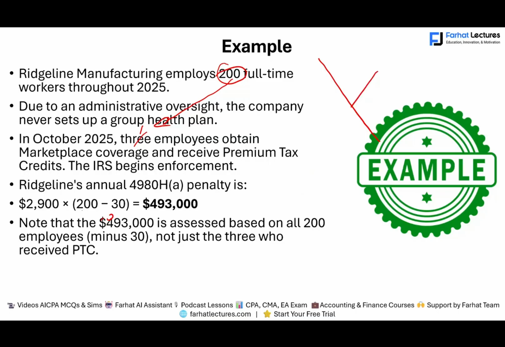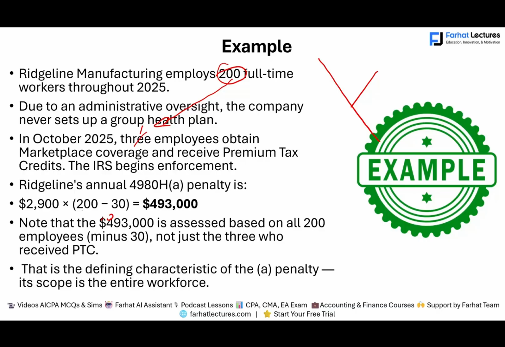And this is how penalty A works. This is the defining characteristic of the A penalty. Its scope is the entire workforce. Very, very serious, stiff, expensive.